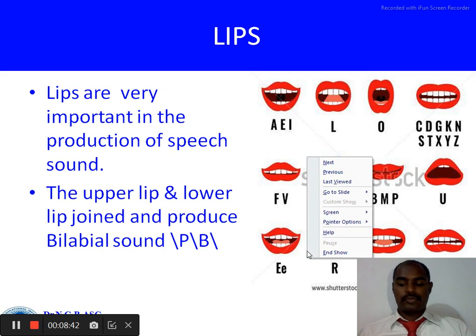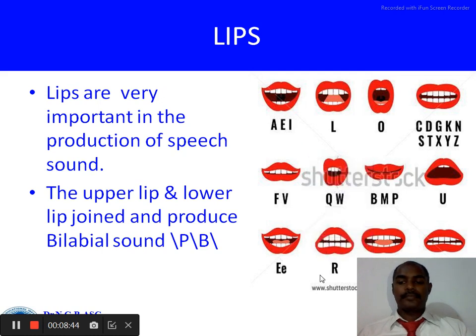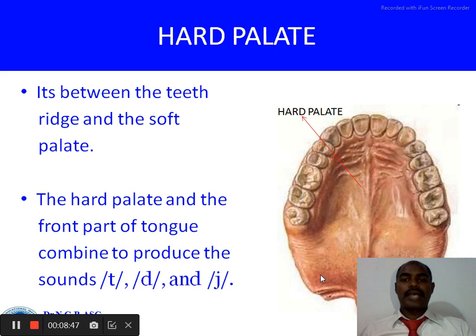And next one, the hard palate. The hard palate is behind the teeth ridge. The hard palate and the front part of the tongue combine to produce sounds like da. So this part is called the hard palate.